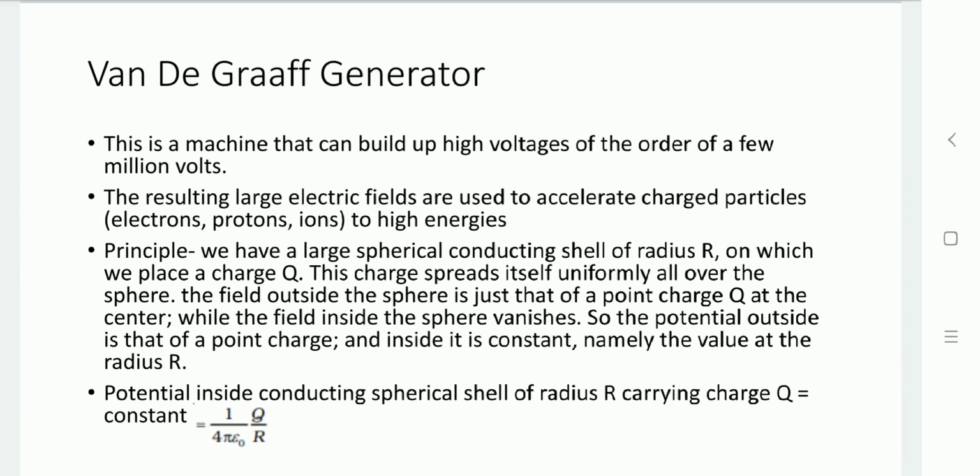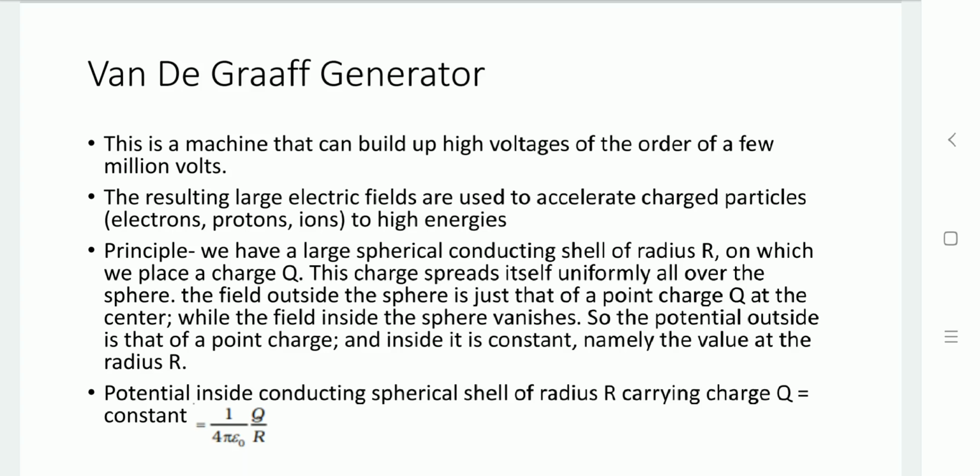Now let us go through the next topic, the Van de Graaff generator. This is the machine that can build up high voltages of the order of a few million volts. The resulting large electric fields are used to accelerate charged particles to high energies. The principle of this generator is we have a large spherical conducting shell of radius R on which we place a charge Q.